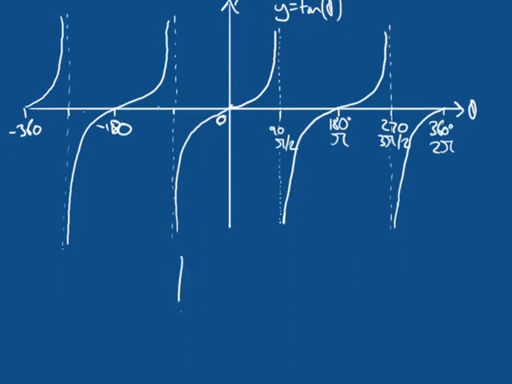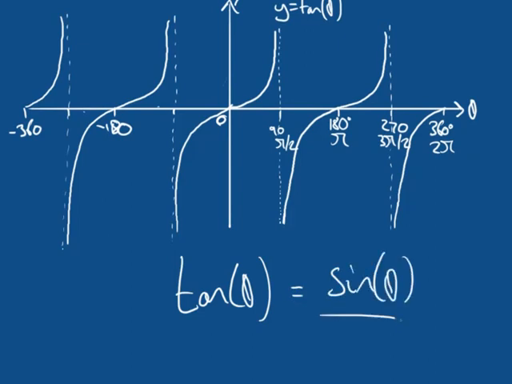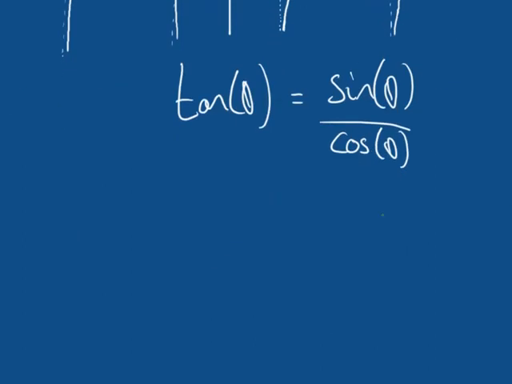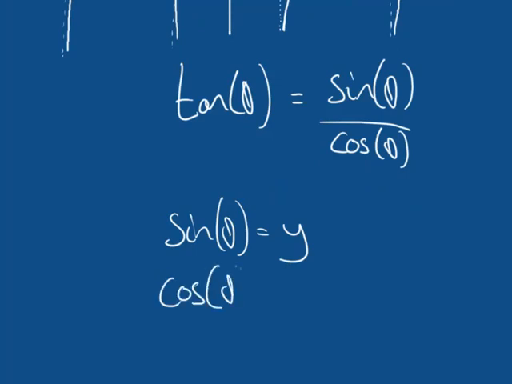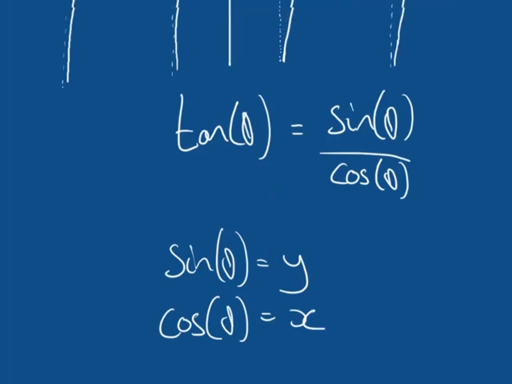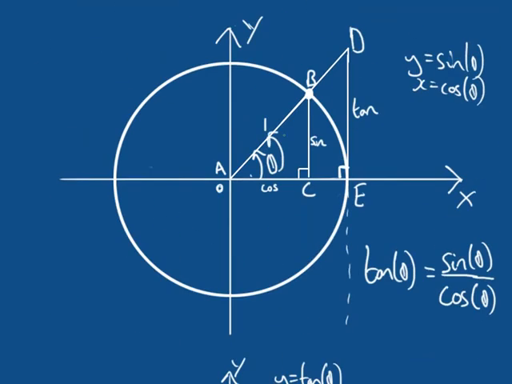Tan of theta is simply defined as the sine of theta over the cosine of theta. Sine of theta again is defined as the y-coordinate of the point on the unit circle. Cosine of theta is defined as the x-coordinate of a point on the unit circle for a given rotation from the x-axis in the anti-clockwise direction.